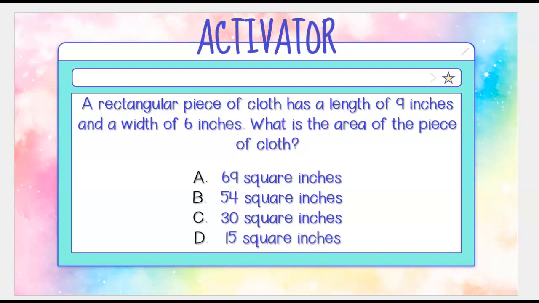A rectangular piece of cloth has a length of 9 inches and a width of 6 inches. What is the area of the rectangular piece of cloth? Is it A, 69 square inches, B, 54 square inches, C, 30 square inches, or D, 15 square inches? Pause the video and solve on your own, and then unpause to check.